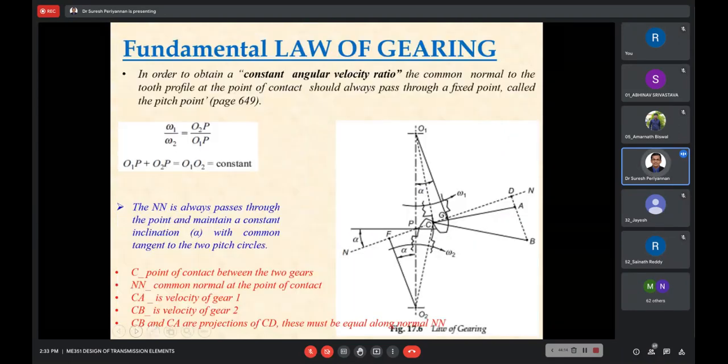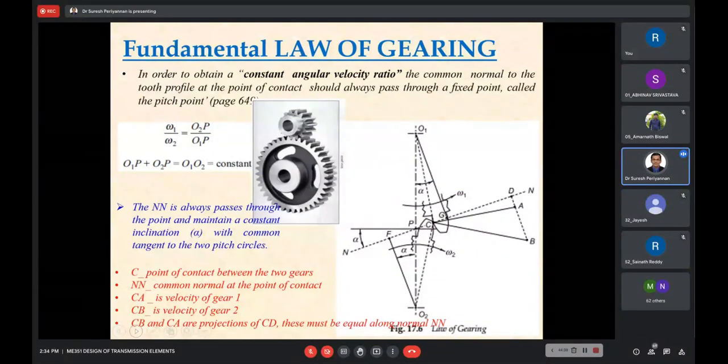Okay, now we come to the fundamental law of gearing. Now, what is the fundamental law of gearing? In order to obtain a constant angular velocity, the common normal to the tooth profile at the point of contact should always pass through a fixed point, called the pitch point. Now I will give you clear information, don't worry. Now just look at this diagram.